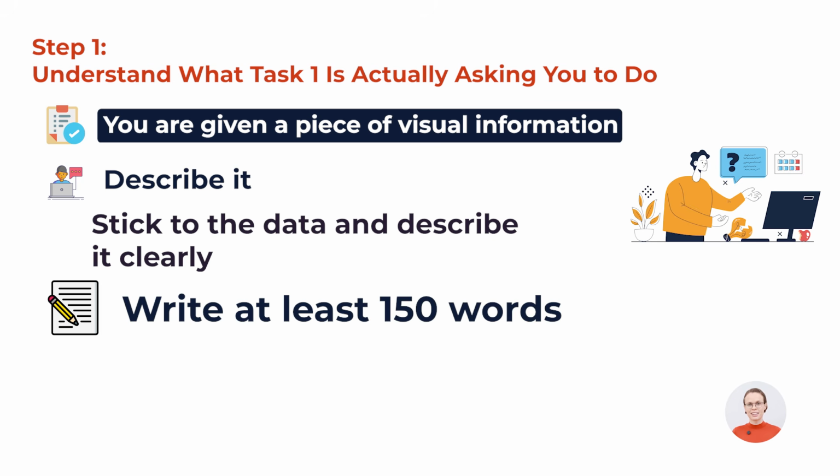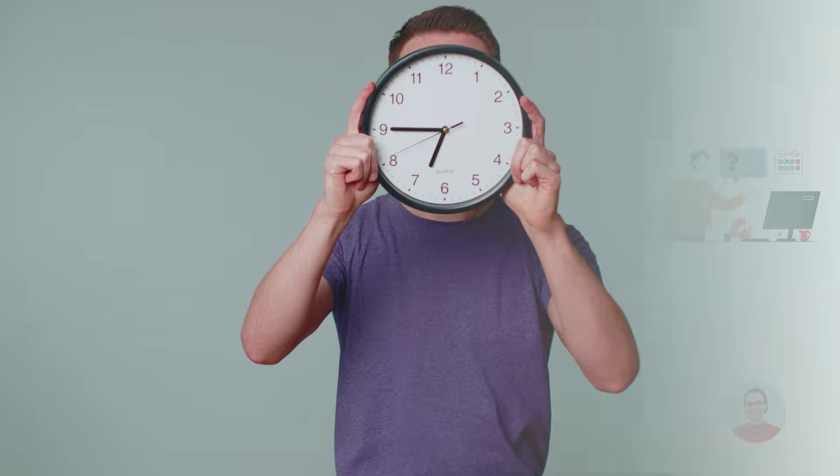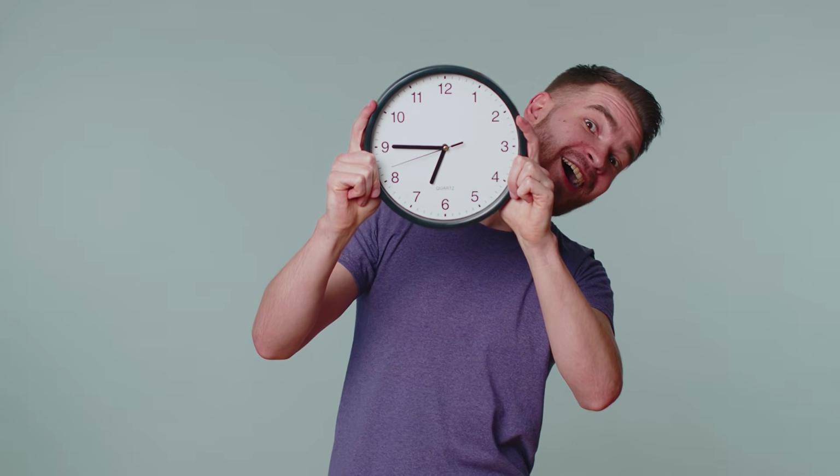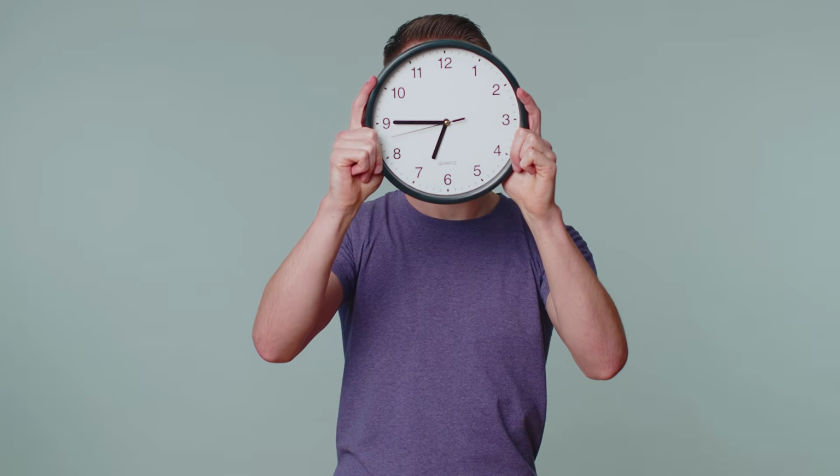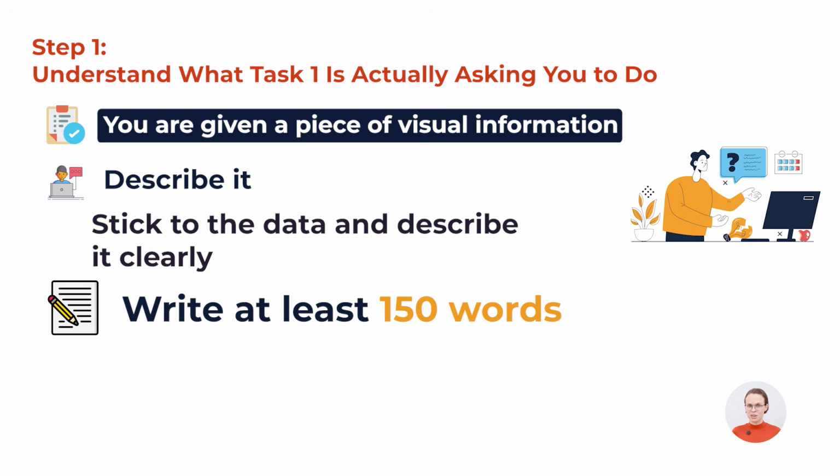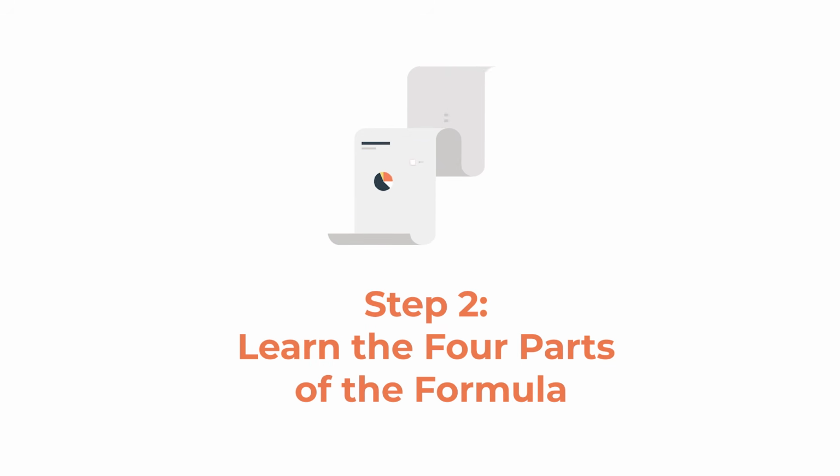You need to write at least 150 words. You should also aim to finish this task efficiently. Saving time here ensures you have enough time for writing task 2, which carries more weight towards your overall writing score. Step 2 is to learn the 4 parts of the formula.